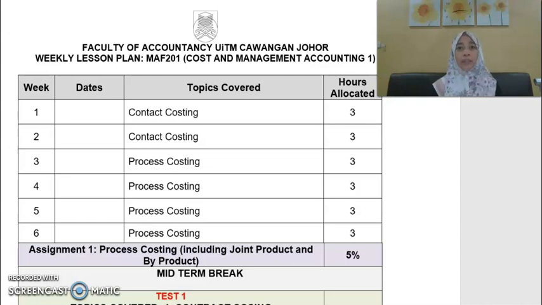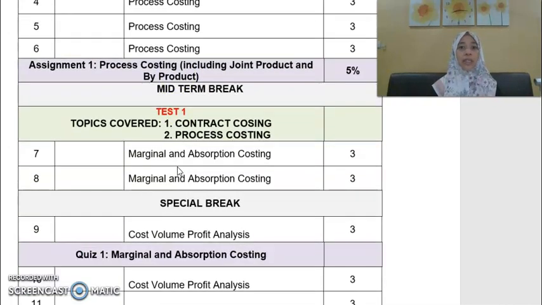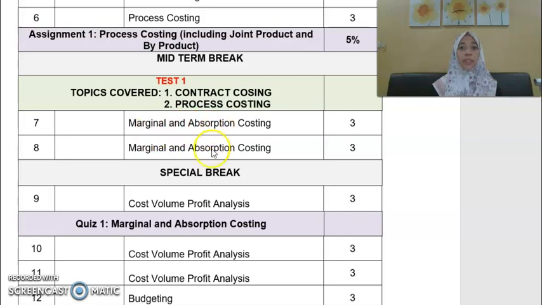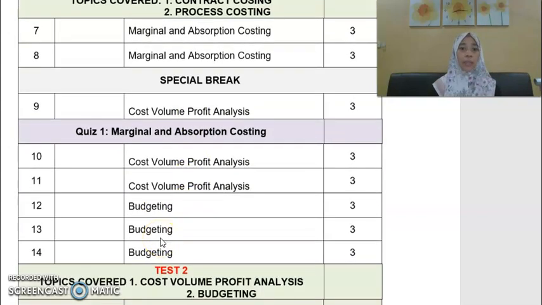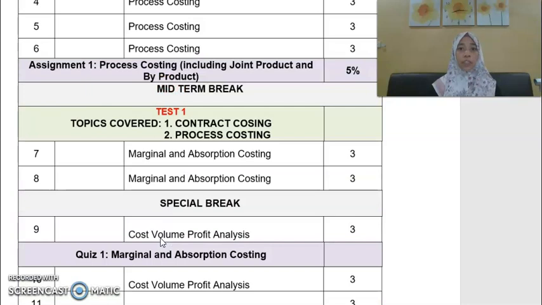What I'm going to explain to you today is about the lesson plan, the whole thing that throughout the semester, what you will be doing under MAF201, that is Cost and Management Accounting one. So basically there will be 5 topics altogether. The first one is contract costing. The second one is process costing. The third one will be marginal and absorption costing. The fourth one is the cost volume profit analysis, or CVP in short. And the fifth one will be budgeting. So these 5 topics will be covered in one semester of 14 weeks.